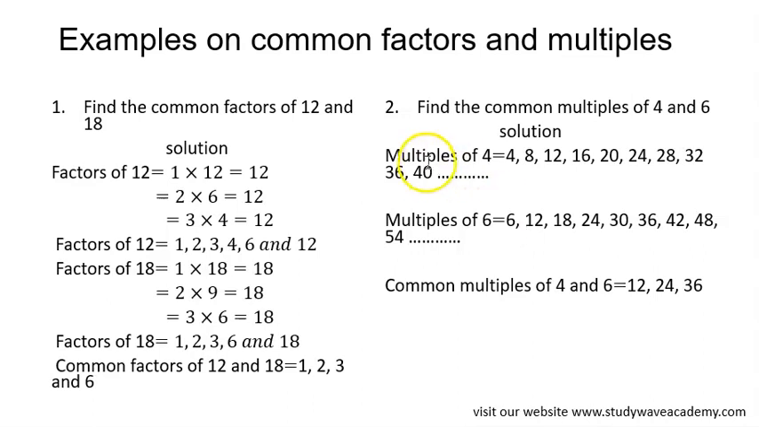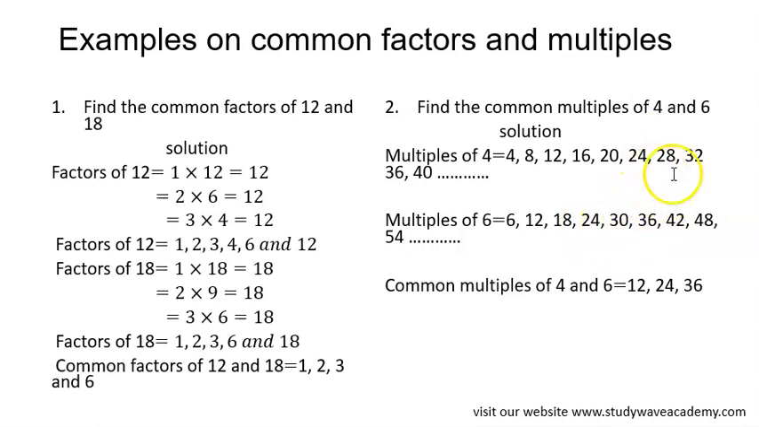So let's look at the multiples of 4 and look at the multiples of 6. Which do they have in common? There is no 4 in 6, so we can't pick 4. There is no 8 in 6, so we can't pick 8. There's 12 in both, so we pick 12 as one of the common multiples. There's 16 here, but there's no 16 here. There's 20 here, there's no 20 here. There's 24 here, and there's 24 here. So we pick 24 as also a common multiple.